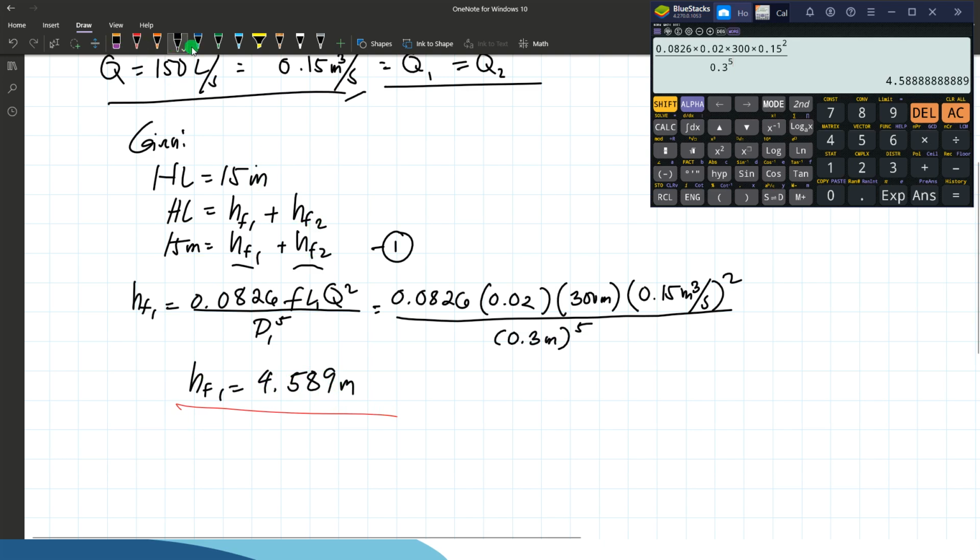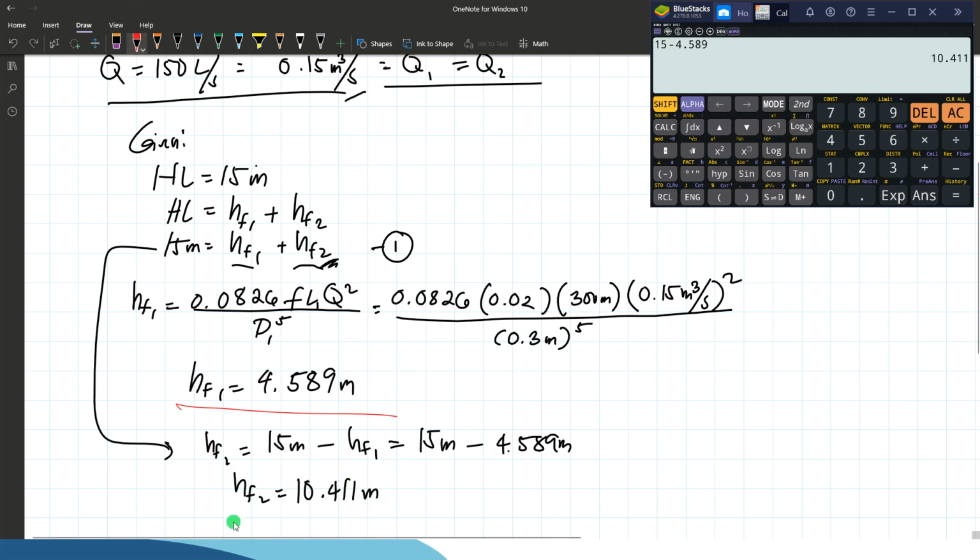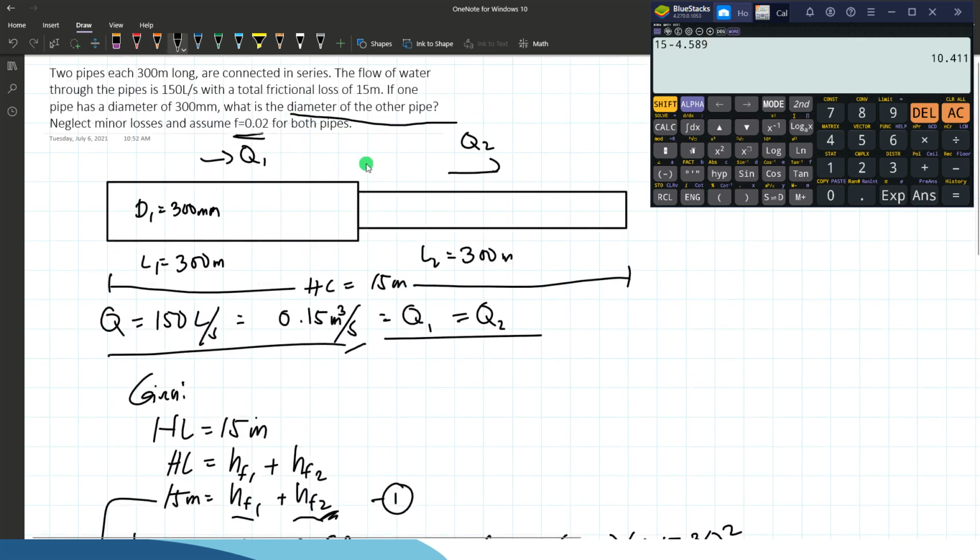Now using equation number 1, we substitute the values and we can determine the head loss at pipe number 2 by subtracting the head loss at pipe number 1 from the total head loss. So 15 meters minus 4.589. The head loss at pipe number 2 is 10.411. We can use that now in solving the diameter of the second pipe.